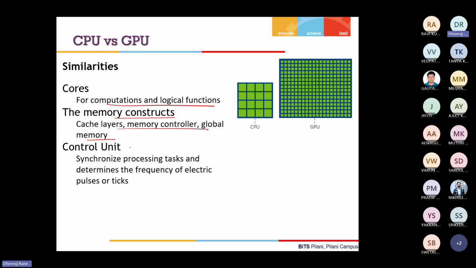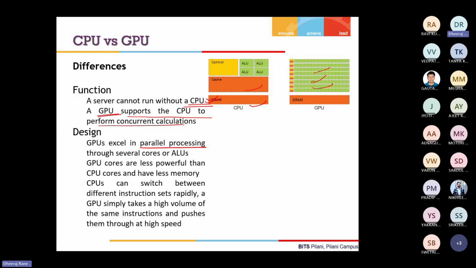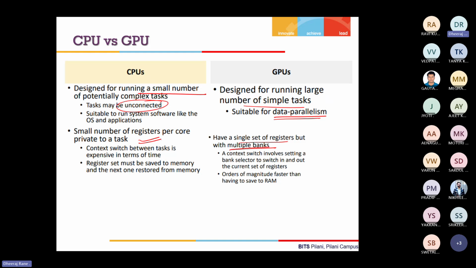Sorry for this. And control unit. Definitely there is a difference in the control unit as well. CPUs are designed for running a smaller number of potentially complex tasks, while in this case the GPU will be running a large number of simple tasks in a parallel way, right? So that will be the main concern.